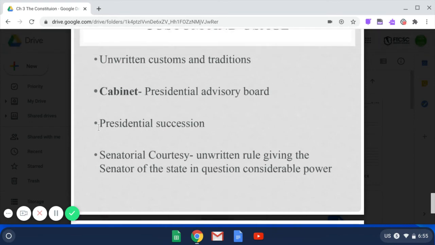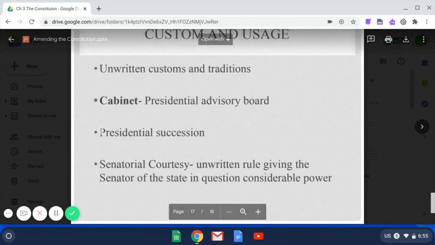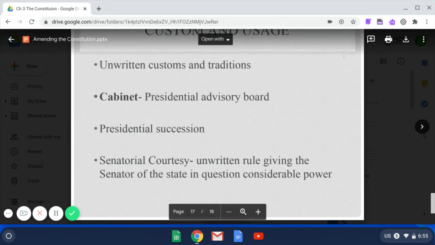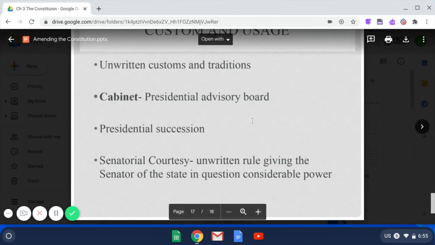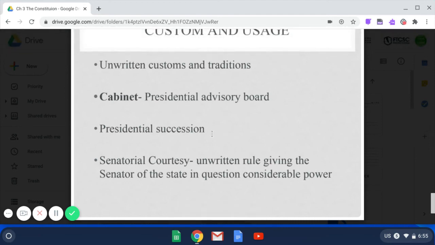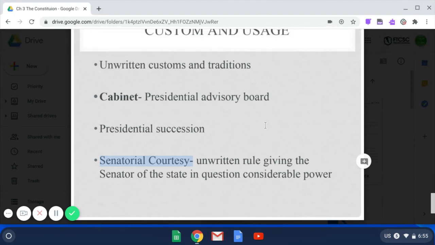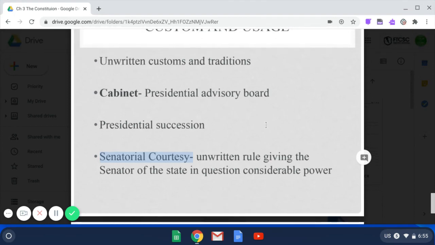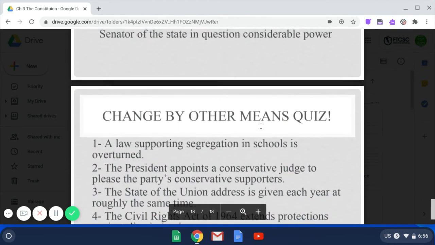And then presidential succession, although this is not directly stated, is how, if the president were to die or become incapacitated, then the vice president takes over, and if they were to be incapacitated, then it goes to the Speaker of the House and so forth. They have this succession about 26 or 28 people down. And then we have senatorial courtesy. Basically, the senator of a state is given quite a bit of power. So that's another thing that's not stated.